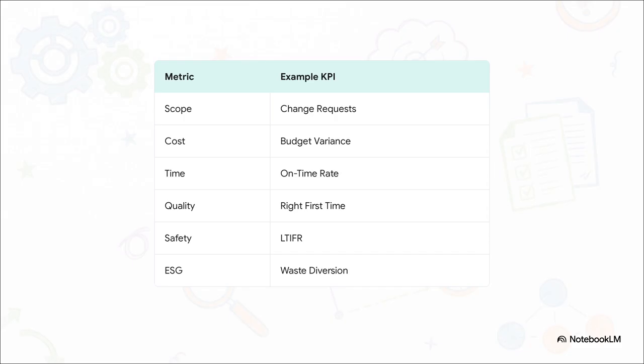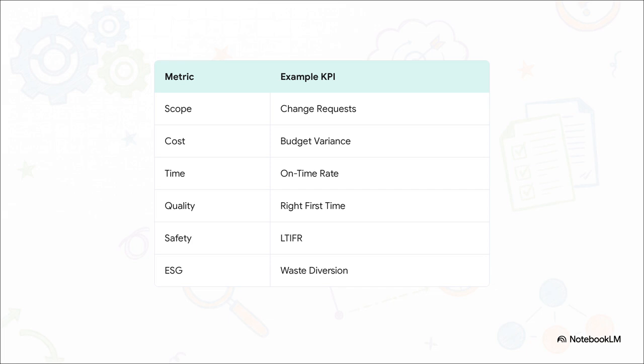For scope, we might track change request frequency. For quality, the right first-time rate. For safety, metrics like the lost time injury frequency rate. And for sustainability, things like waste diversion rate or embodied carbon tracking. These indicators must be SMART: specific, measurable, achievable, relevant, and time-bound.